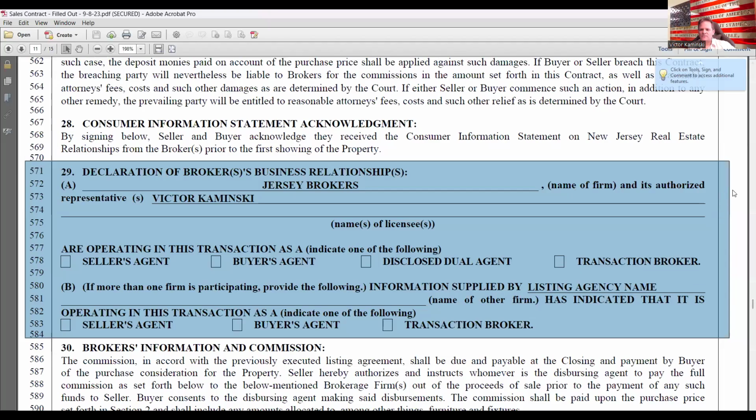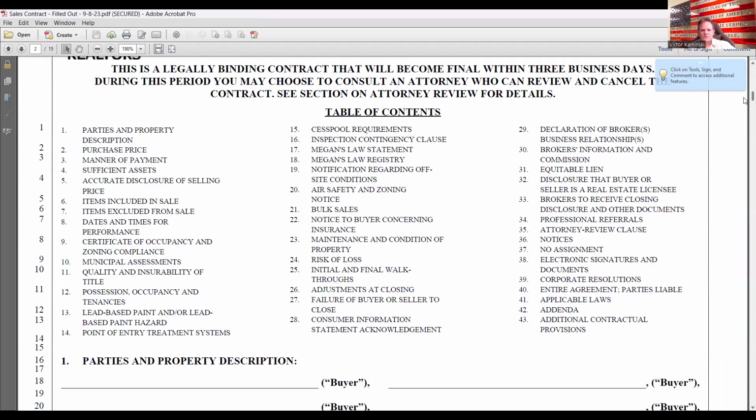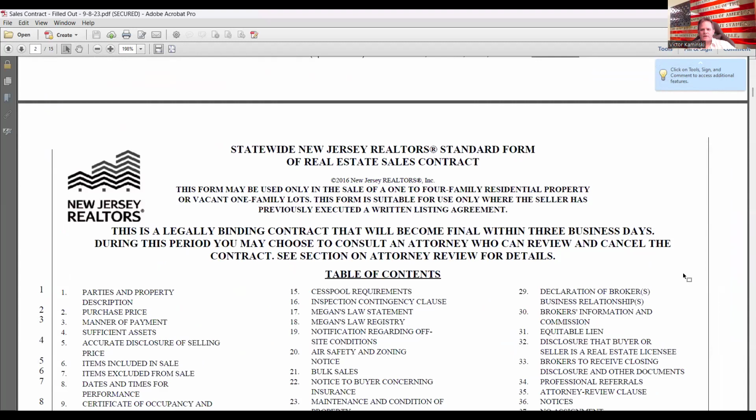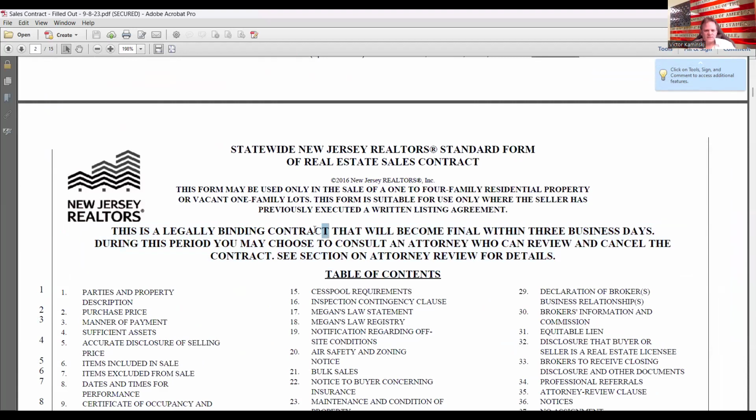Let's scroll back to the first page of the contract after the opinion 26 notice. There we go. This is a legally binding contract that will become final within the 3 business days. You see how it says that? Why don't you go to that first page of the contract there, which is on page 200 in the book, and let's highlight just this part that says this is a legally binding contract. So you could reference that and remember that and see what they're talking about there.